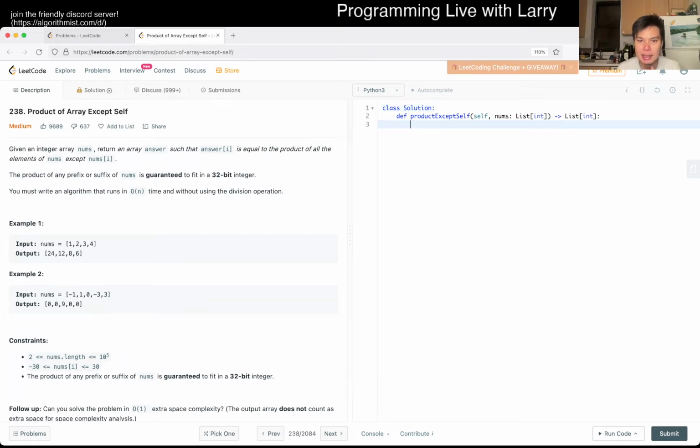Yeah, let's see. Today's problem is Product of Array Except Self. The product, the prefix on this is guaranteed to fit in a 32-bit integer, and you want the algorithm to run in O(n) time without the division operation. Okay.